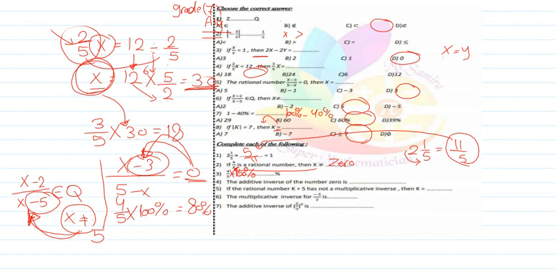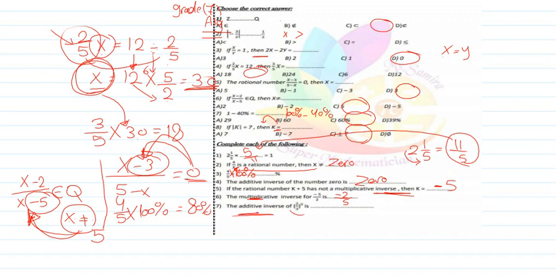The additive inverse of the number 0 is 0. The additive inverse of 0 will be 0. If the rational number k plus 5 has no multiplicative inverse, the only number that has no multiplicative inverse is 0. So k will be negative 5 to get 0. The multiplicative inverse, if I see the multiplicative inverse, we make a flip. So negative 2 over 5. Again, multiplicative inverse, so we make a flip.